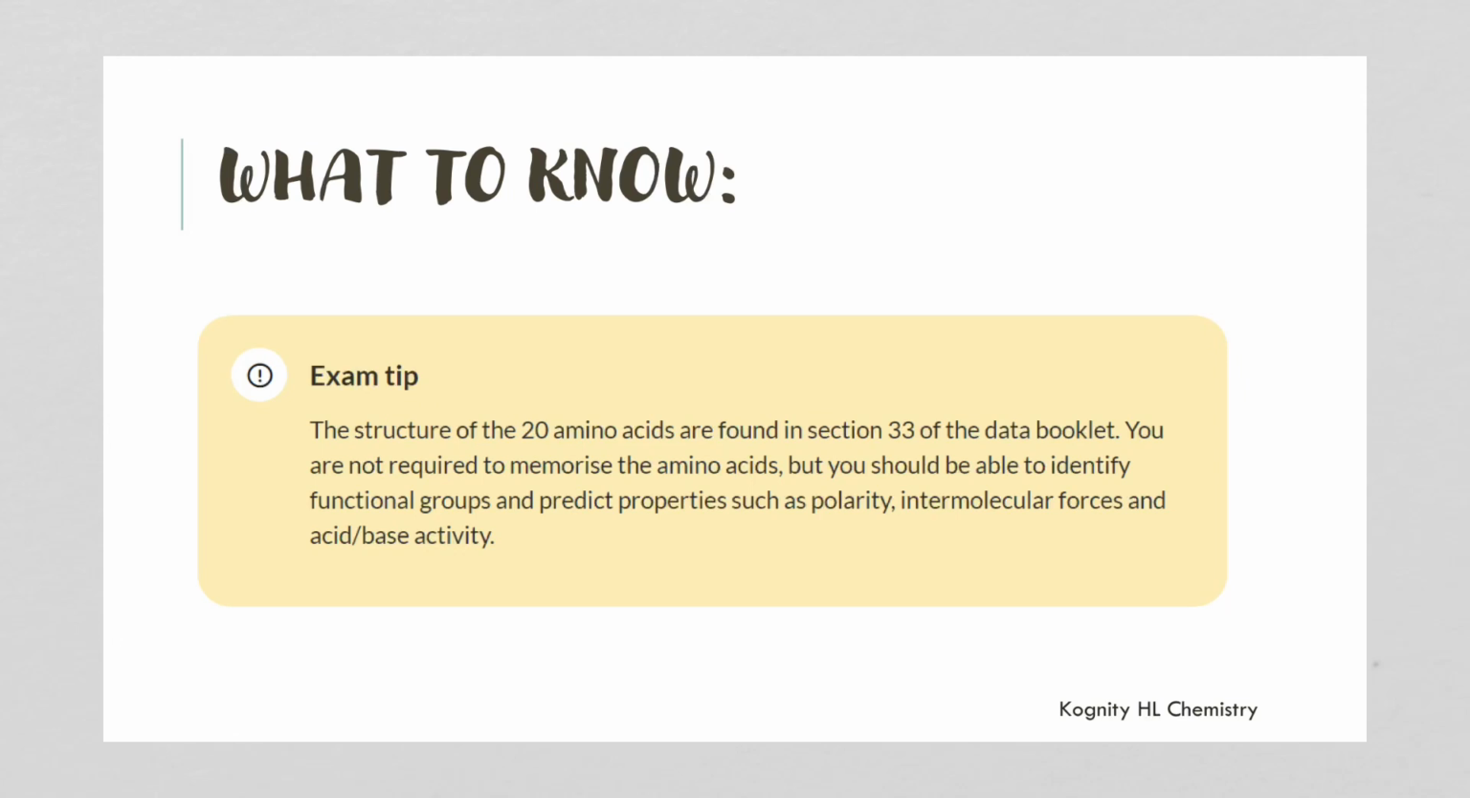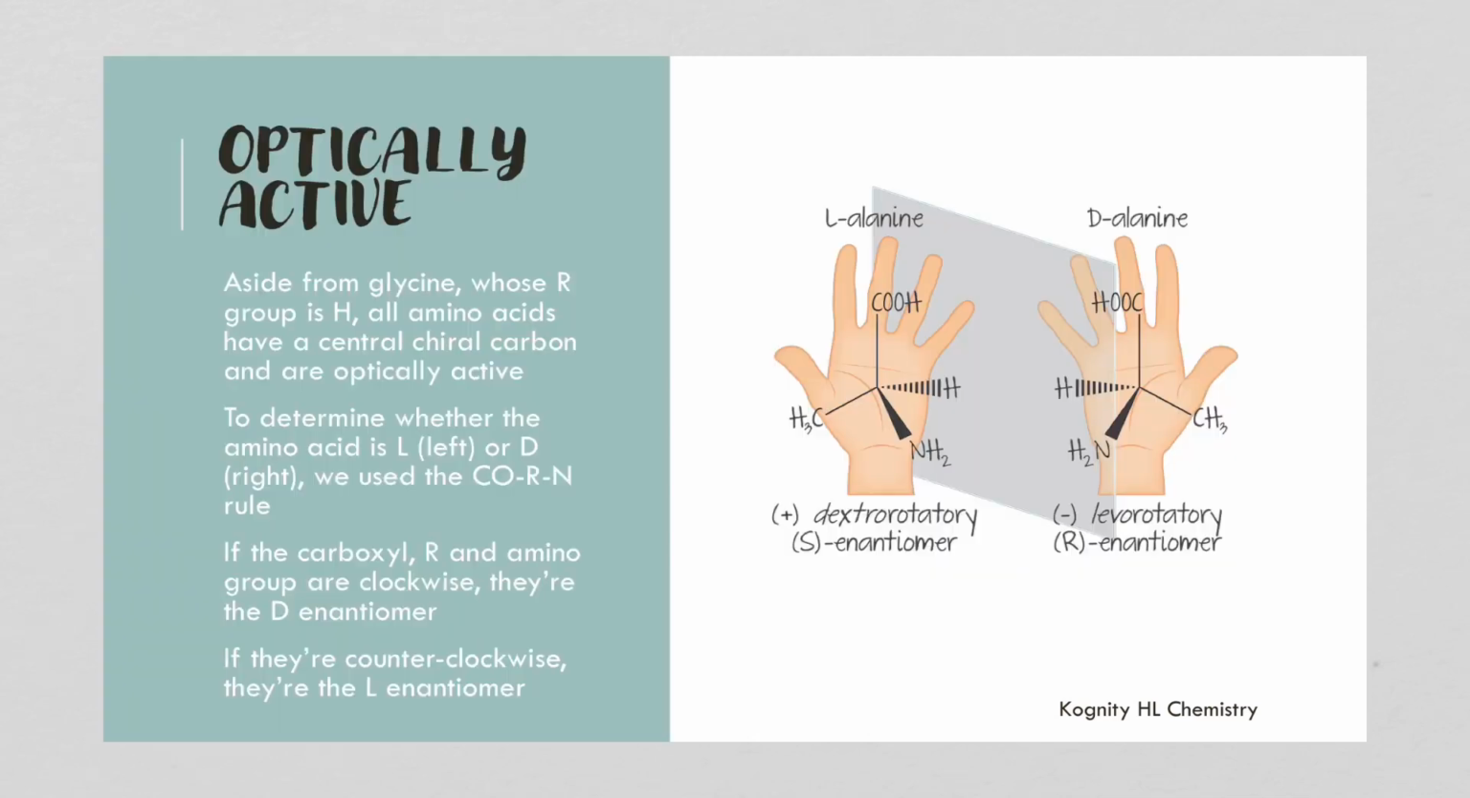So there is an exam tip from our textbook that's helpful. First of all, the 20 amino acids and their structures are found in section 33 in our data booklets. You don't have to memorize them, but you do need to be able to identify the functional groups and predict properties, whether you think this amino acid will be polar or non-polar, and determine intermolecular forces and whether or not they may be acids or bases as well.